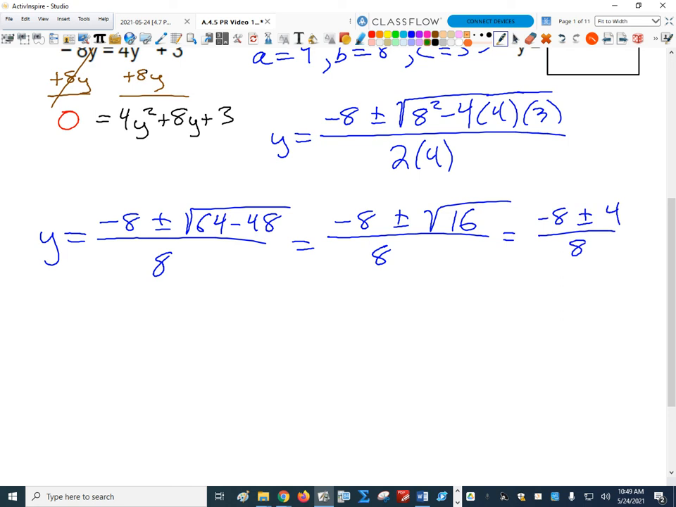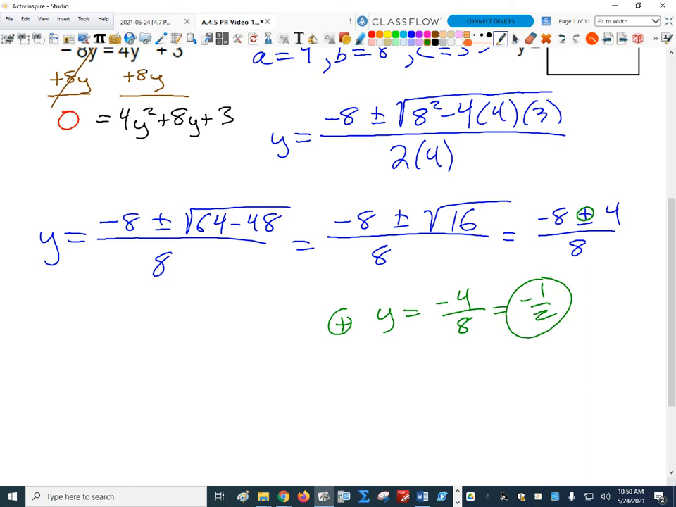So I just have to figure out, well, what am I going to get? I don't have to split this fraction up, do I? Because I'm going to end up on the top. I'm able to figure out what the outcomes are if I use the plus sign or the minus sign. I could do that really easily, right? Yeah, good. If I take the plus sign, I get y equals negative 8 plus 4. Well, that's just negative 4 divided by 8 on the bottom. That's just negative 1/2, right?